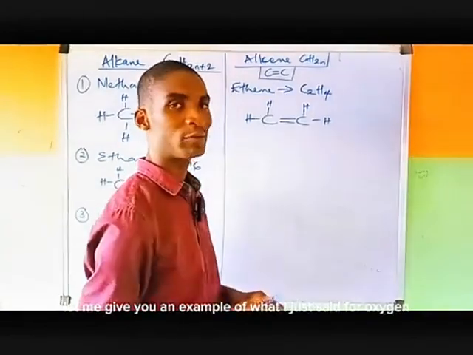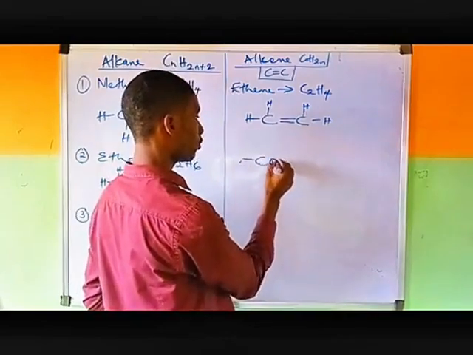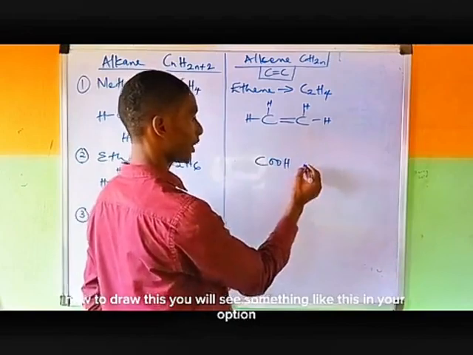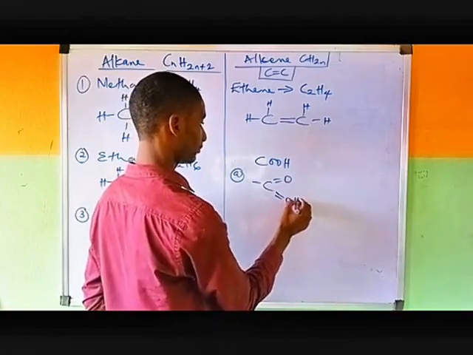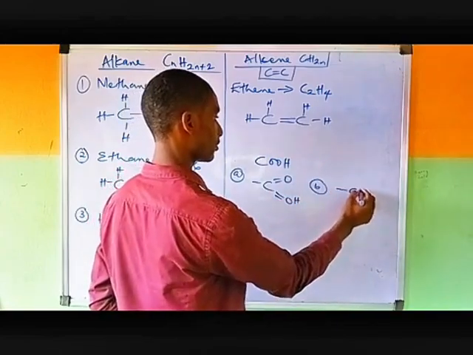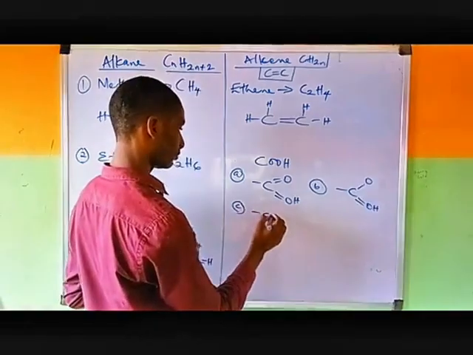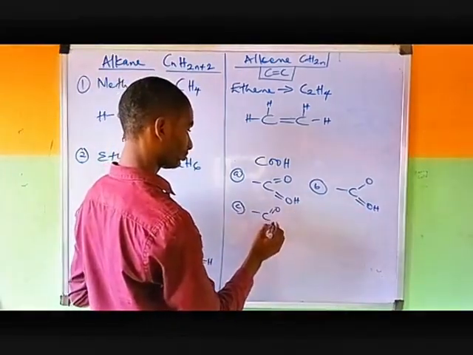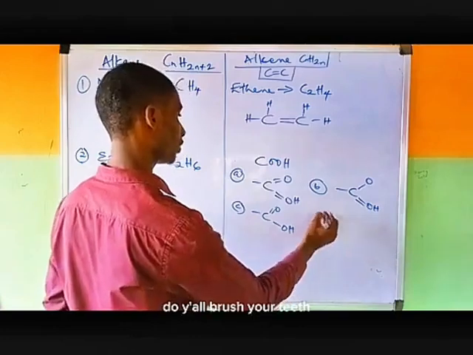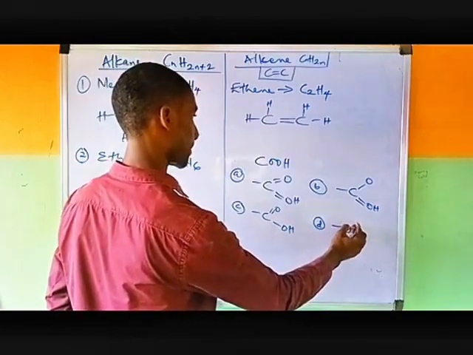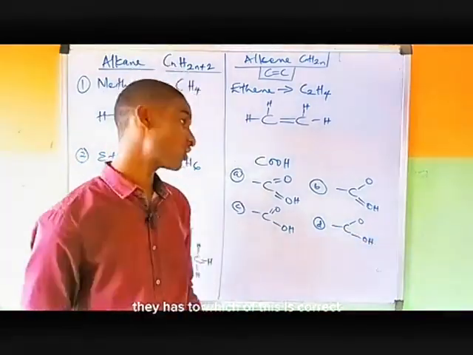Alright, so let me give you an example of what I just said for oxygen. If you want to draw the carboxylic group, COOH, you will see something like this in your options. Option A, option B, option C. There you have option D. And they ask you which of these is correct.